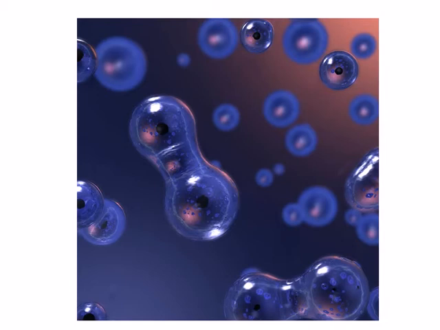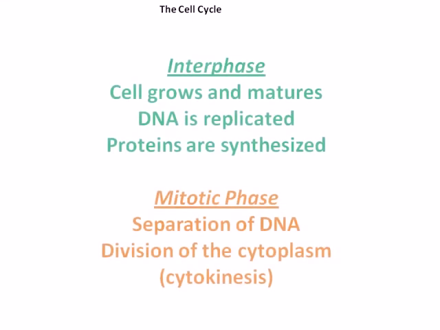The rate that cells divide differ from cell type to cell type. However, the events of the cell cycle are common to most. The cell cycle can be subdivided into major phases, interphase and the mitotic phase. During interphase, the cell grows and matures and carries out its normal activities. During the mitotic phase, one cell, the mother cell, divides into two identical daughter cells. The mitotic phase is subdivided into mitosis and cytokinesis.